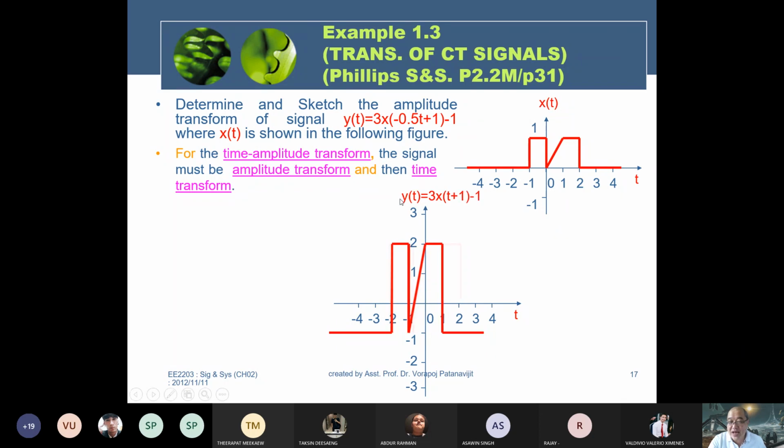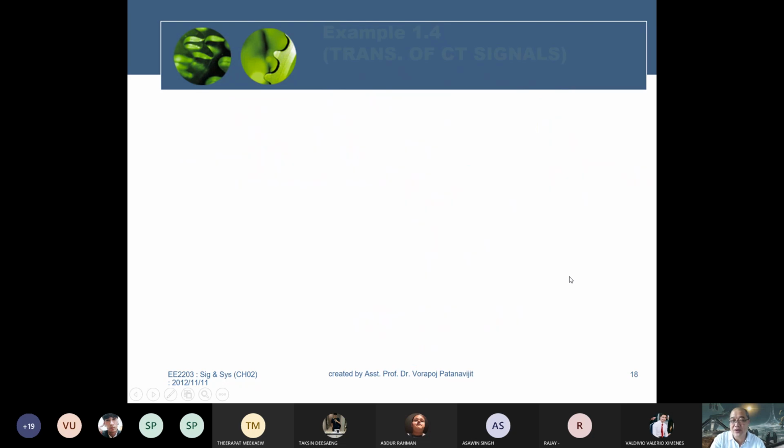After that, you do time scaling. You scale by 0.5, which means you expand the signal by double. And after that, you do the time reversal in the final step. Time reversal means you flip with respect to the vertical axis. This is the result of the time transform.